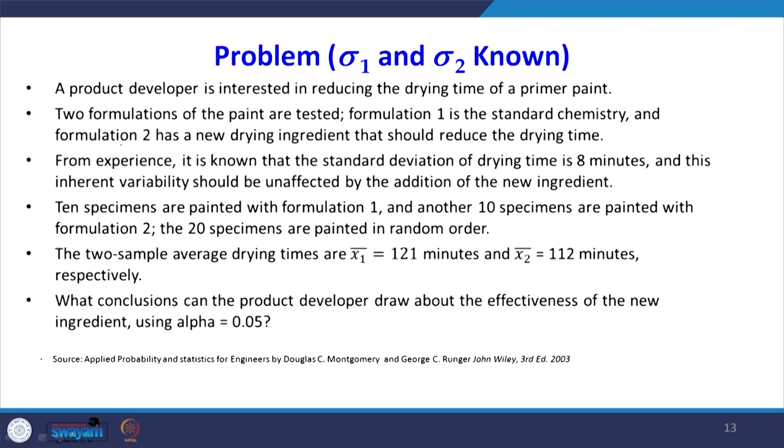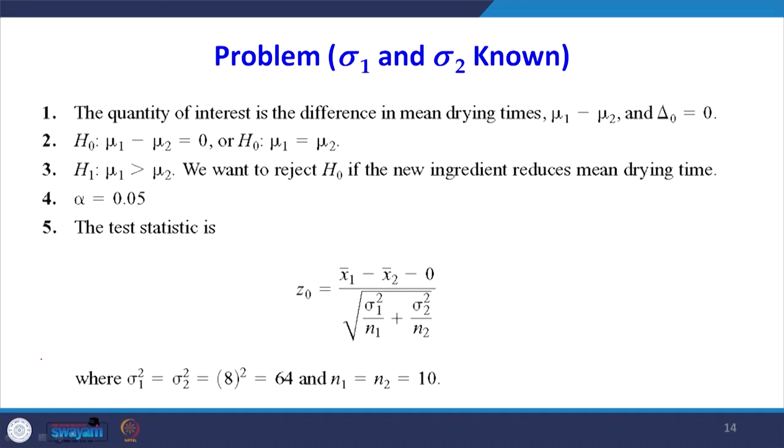What conclusions can the product developer draw about the effectiveness of the new ingredient, assuming significance level alpha equal to 0.05? The first step in the hypothesis testing: the quantity of interest is the difference in the mean of drying time, so mu 1 minus mu 2. If there is no difference, it will become 0. Next, we will form the null hypothesis mu 1 minus mu 2 equal to 0, or mu 1 equal to mu 2. That means the mean drying time of ingredient 1 and 2 is the same.